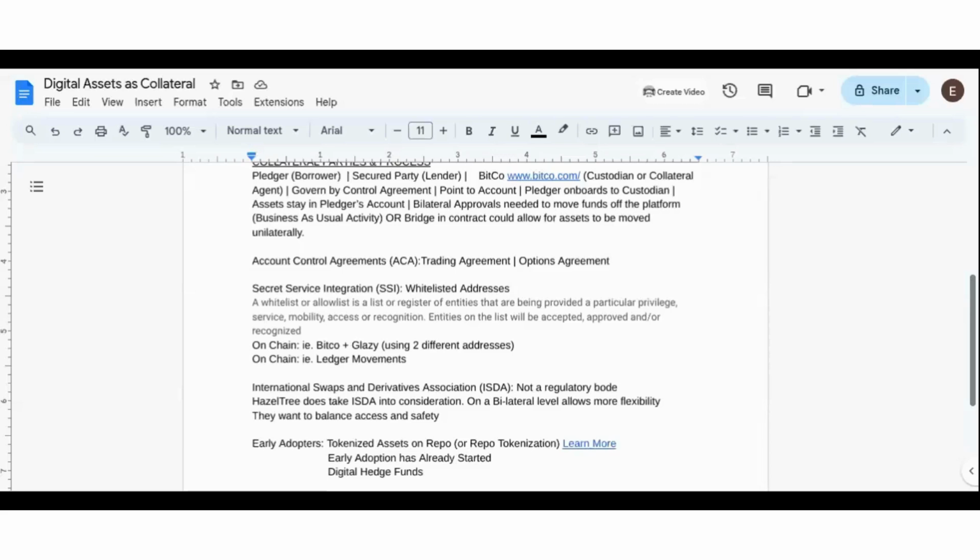So again, these corporations would have their own whitelisted addresses that would receive access, right? Or privileges that can be allowed on this platform.